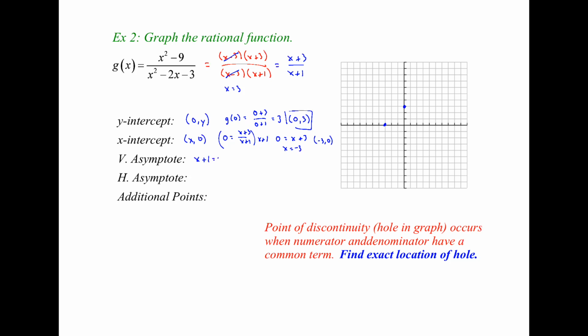your factor that's left is the x plus 1, so we set that equal to 0, and we find out that the vertical asymptote is at negative 1. So we'll graph the vertical asymptote at x equals negative 1.